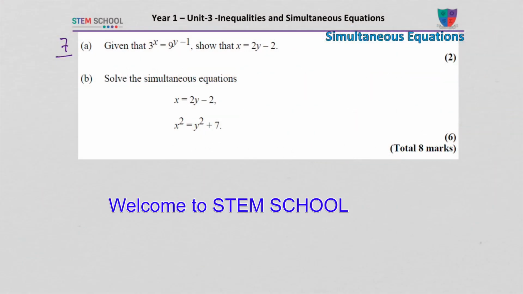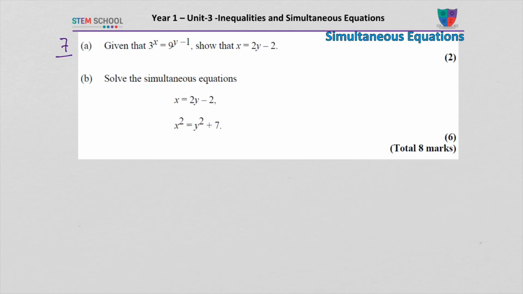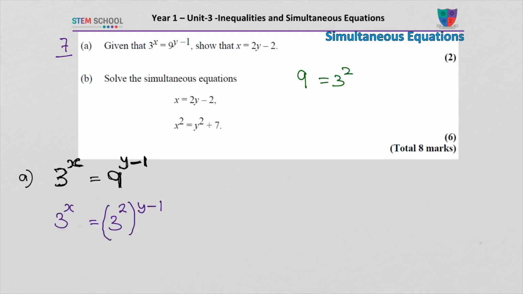Question 7. Given that 3 to the power x equals 9 to the power y minus 1, show that x equals 2y minus 2. Note that 9 is 3 times 3, and that is 3 squared. I'm going to replace this 9 with 3 squared, and it becomes 3 to the power x equals (3 squared) to the power y minus 1.